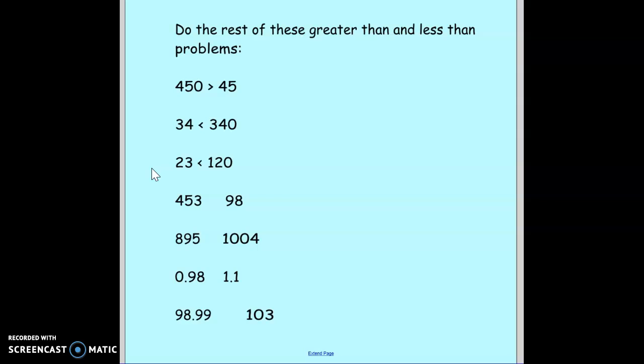Have fun doing them. And if you get done quick, get yourselves on Mathletics, play some live Mathletics, or have a look at some of the place value questions there.